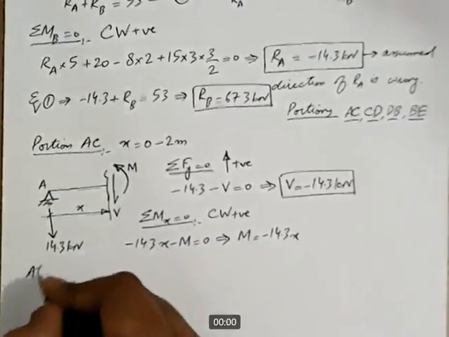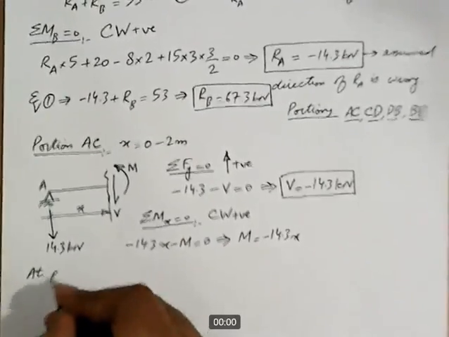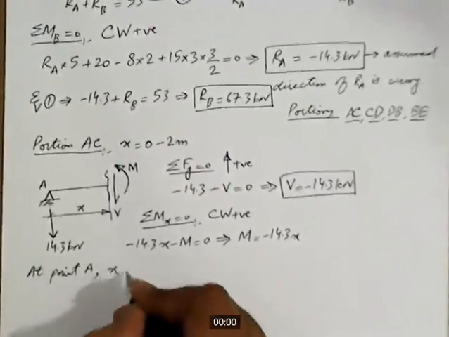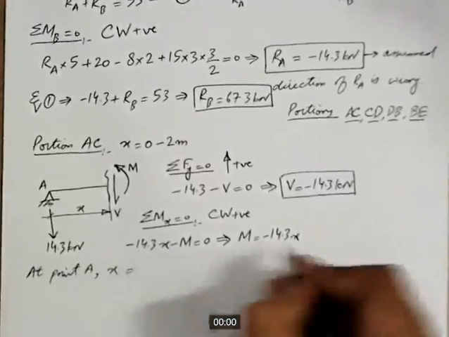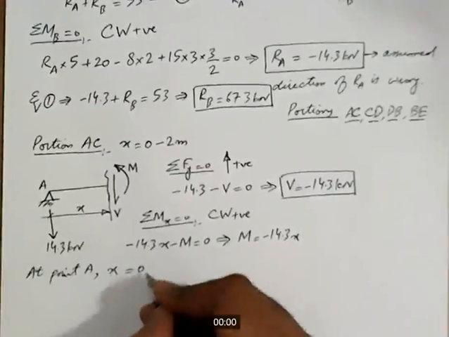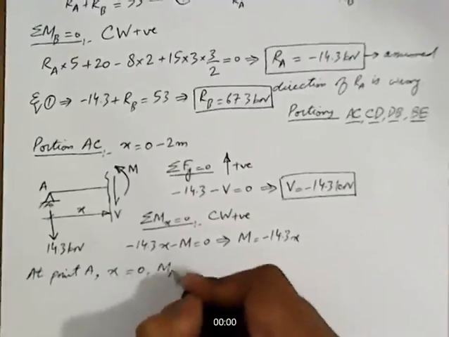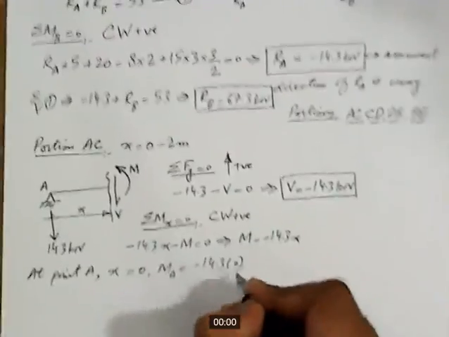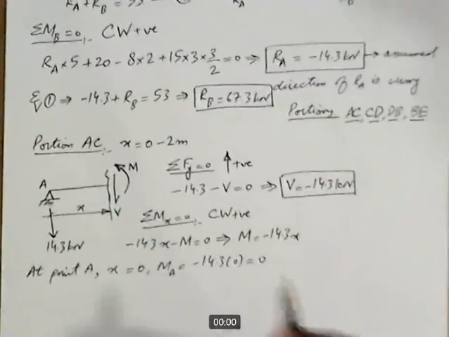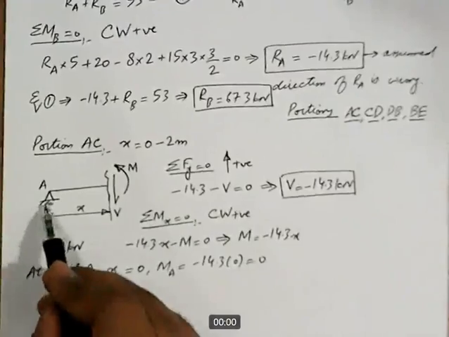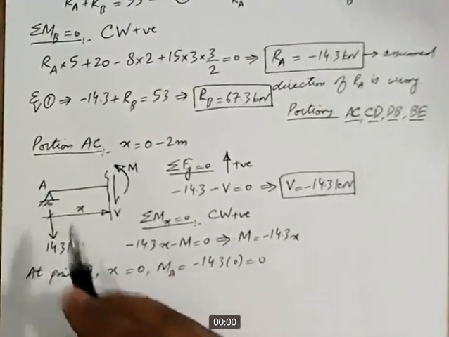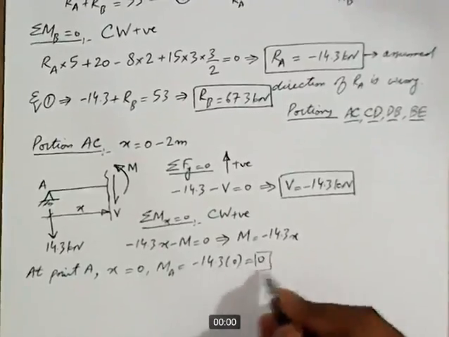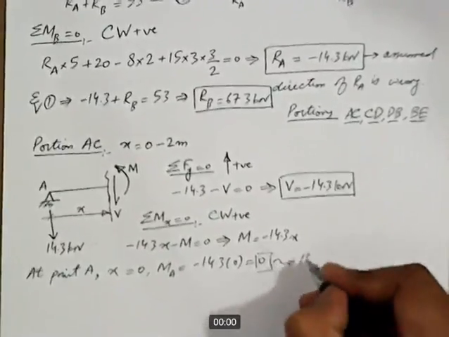So at point A, how much is X? X is equal to 0 at point A, so MA will come out to be minus 14.3 into 0, and that is equal to 0. And is this 0 logical? We have a hinge support at point A and there is no externally applied moment at A, so this 0 is totally logical. This is a hinge support.